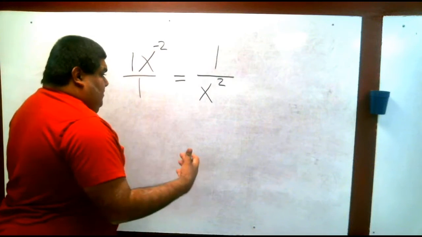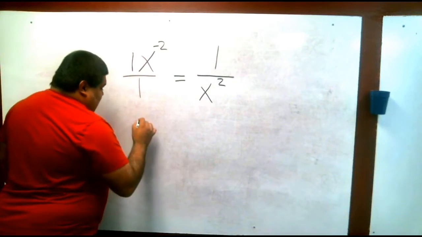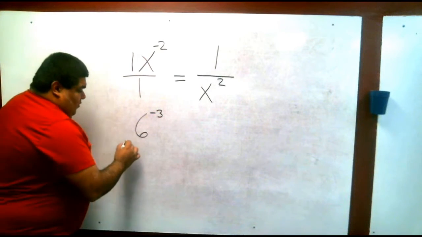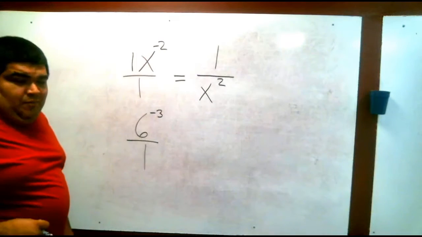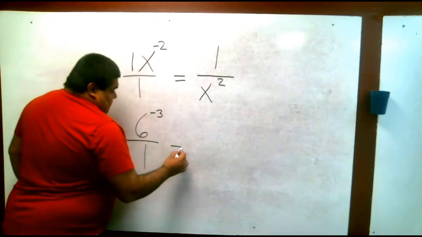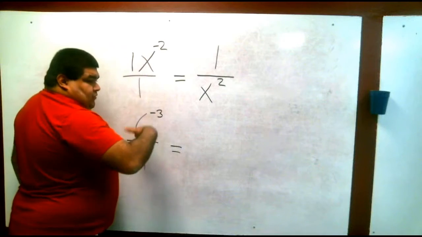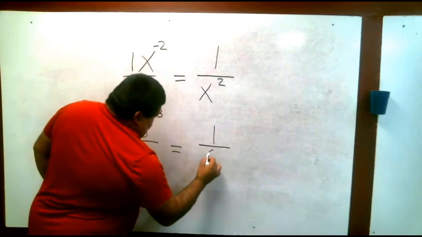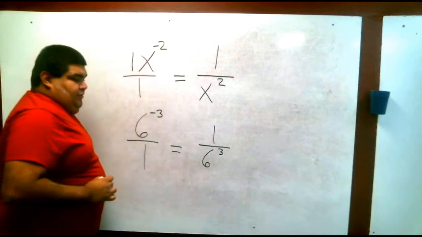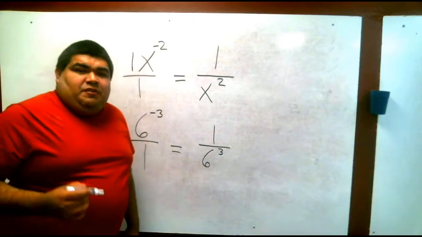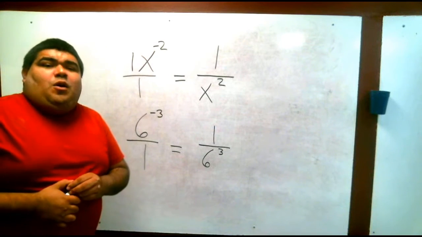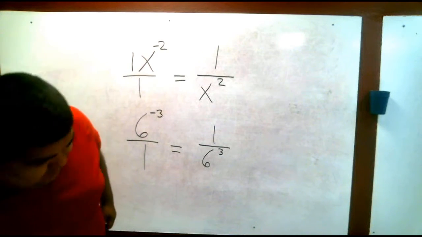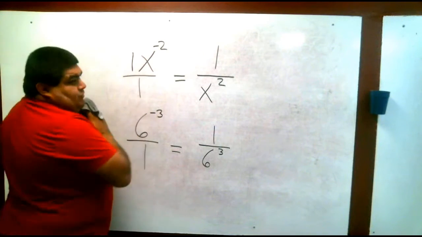Okay? The same with just numbers. If we have 6 to the exponent of negative 3, again, all numbers have a 1 under them, which equals, again, the 1 goes on the top because you're going to flip it over. So we have 1 over 6 to the third. Okay? Very simple, right? Let's do one more. Make sure it's on your notes.